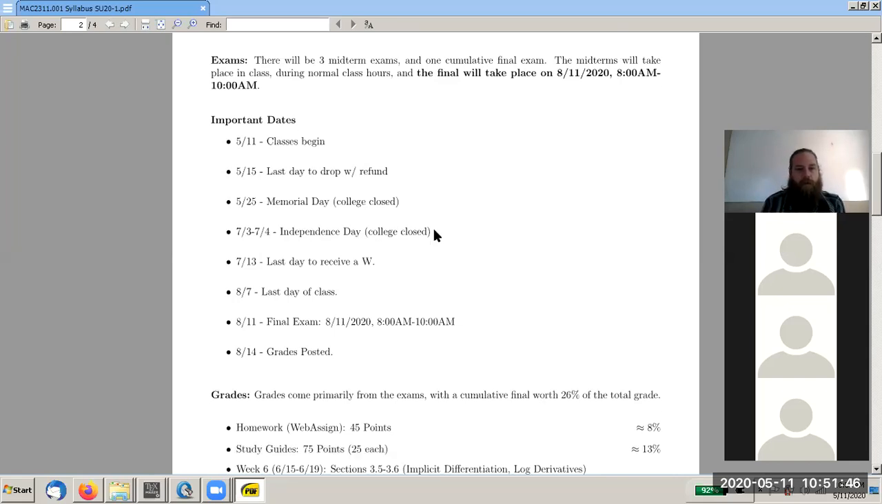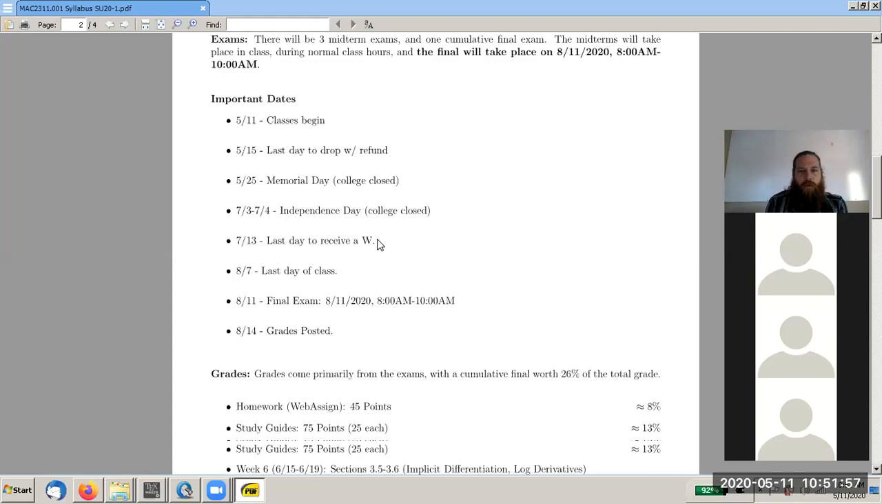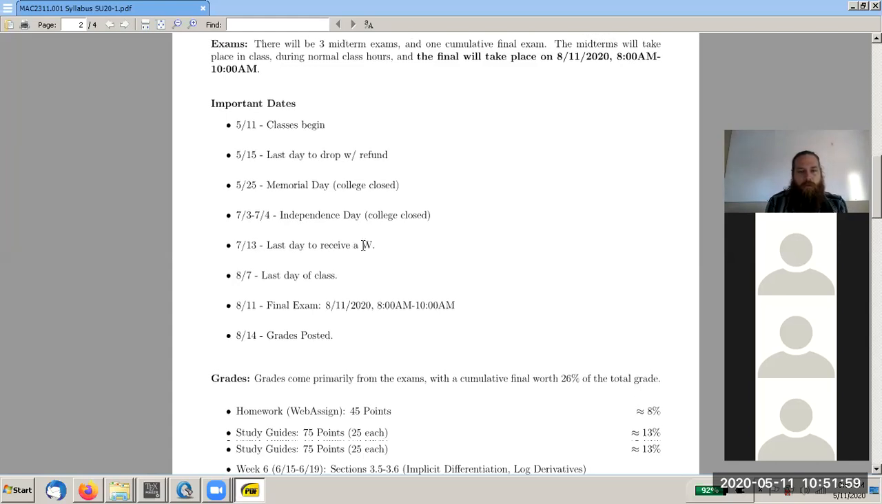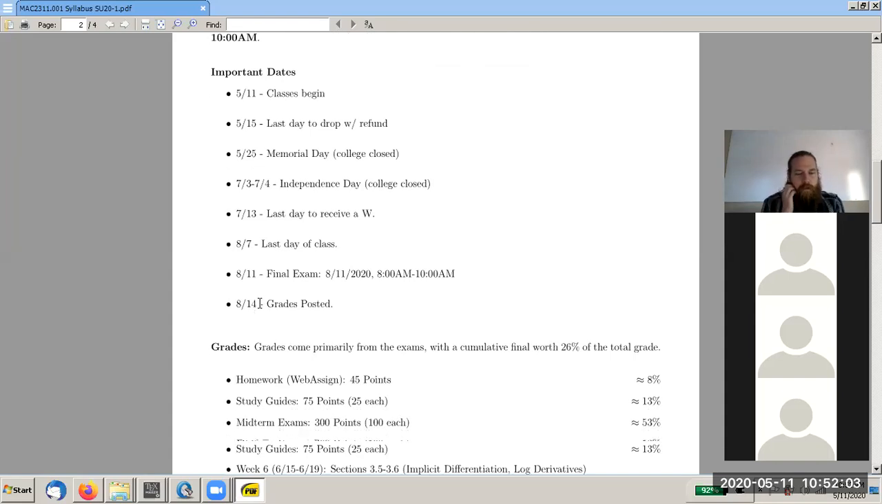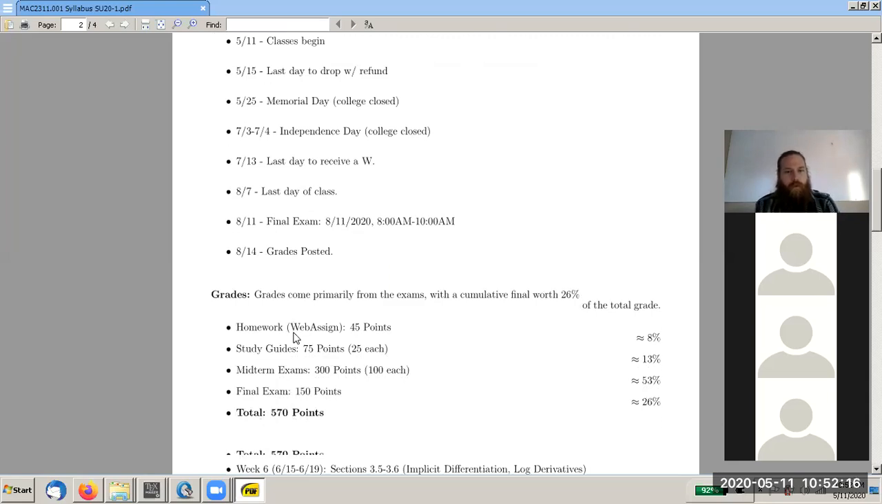And then we've got some important dates listed here. First day of class, last day to drop with a refund. So that's good to know. I think that's Friday. Some holidays. The last day to drop with a W, so this is the last day to get out of the class without it affecting your GPA, is July 13th. So these are things I would put in your calendar on your phone. Last day of class is August 7th, the final again, and then grades will be up by August 14th.